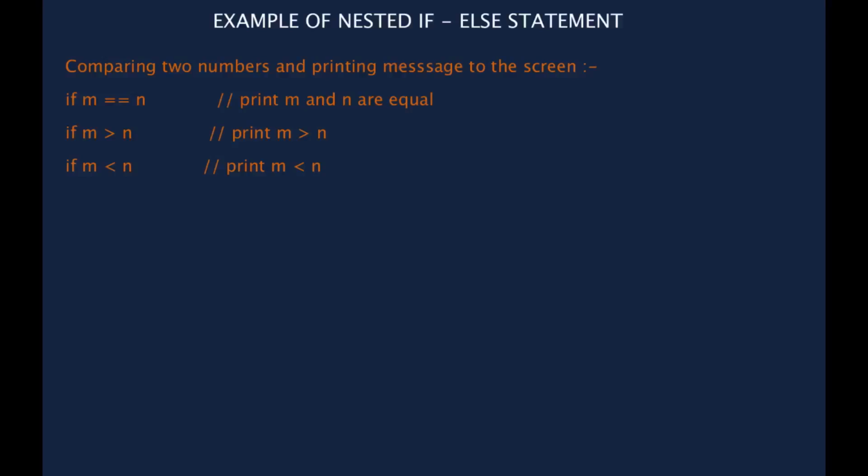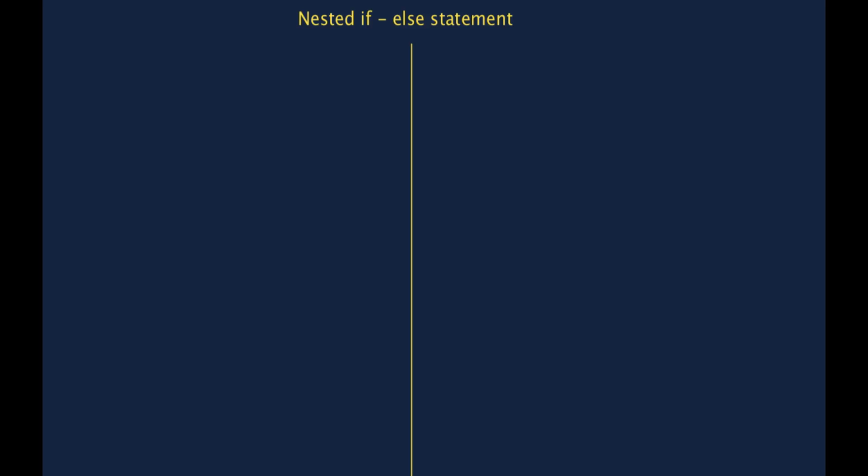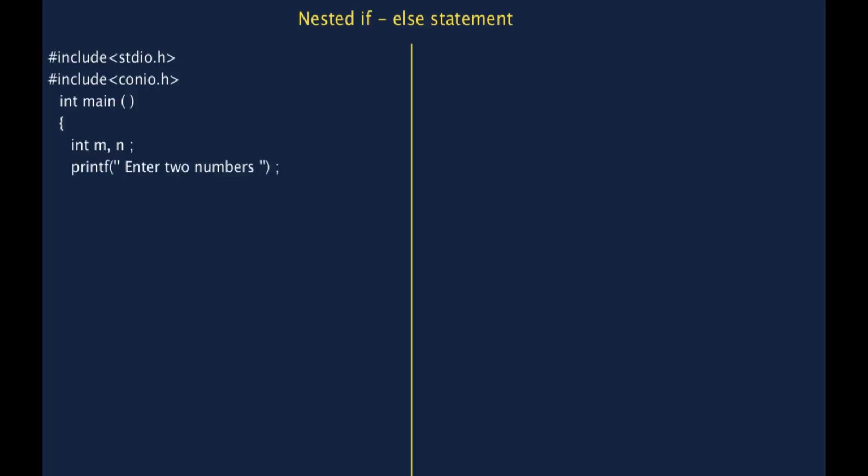Now let's see the program for this example. First of all, we include our library files, that is the standard input output library and the console input output library. Then we have our main function, that is int main, and here we use two integer variables m and n. Then we print the message, enter two numbers. After this we take the numbers from the user.